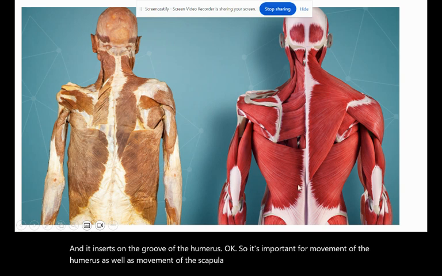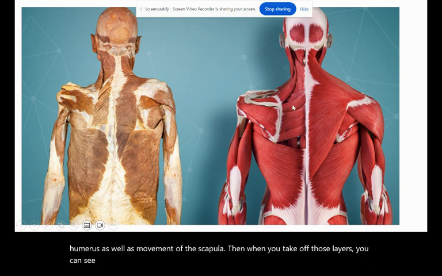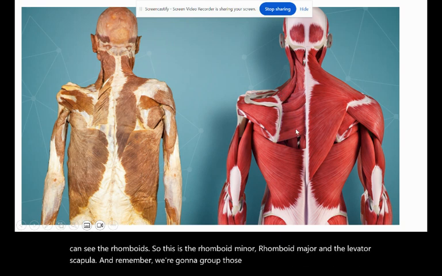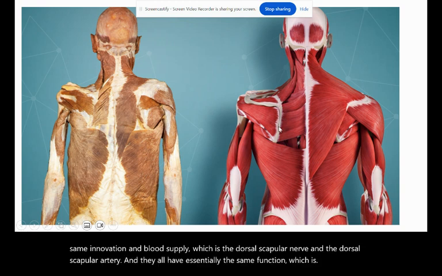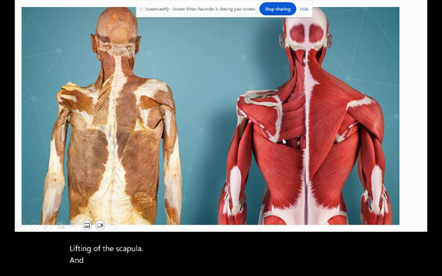Then when you take off those layers, you can see the rhomboids. So this is the rhomboid minor, rhomboid major, and the levator scapula. And remember, we're going to group those together because they all have the same innervation and blood supply, which is the dorsal scapular nerve and the dorsal scapular artery. And they all have essentially the same function, which is lifting of the scapula and then retraction of the scapula, which is what the rhomboids do.